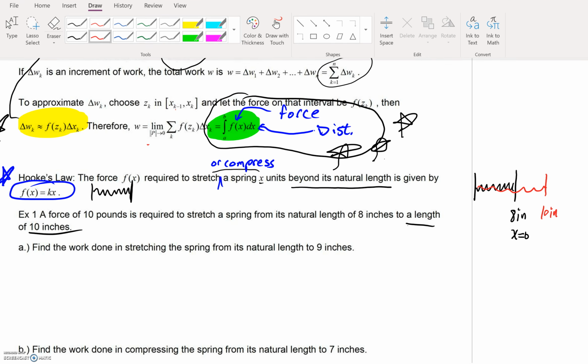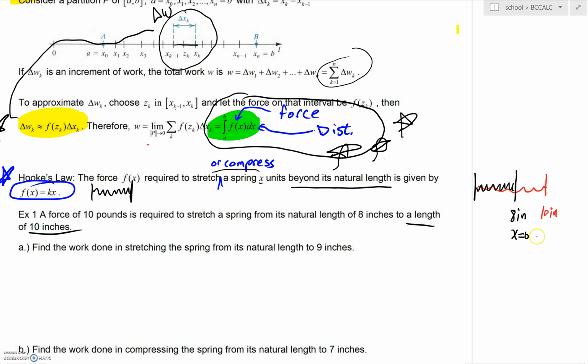Well, what position would we be at? We'd be 2 inches to the right. This would be x equals 2. Okay, so this is 2 units beyond its natural length. Why is that so important? Well, we need to know what x is.